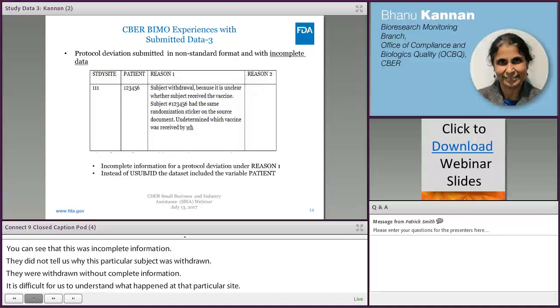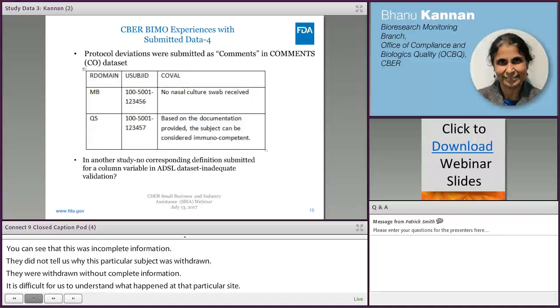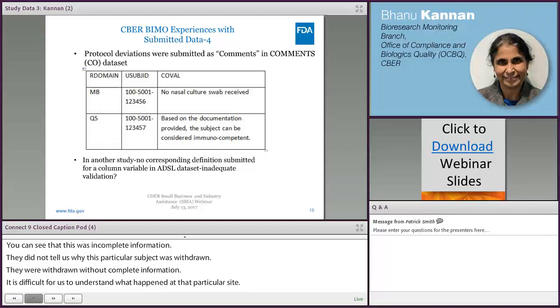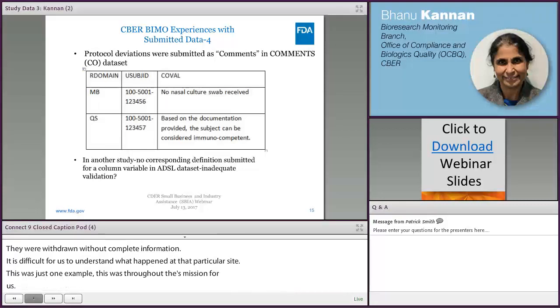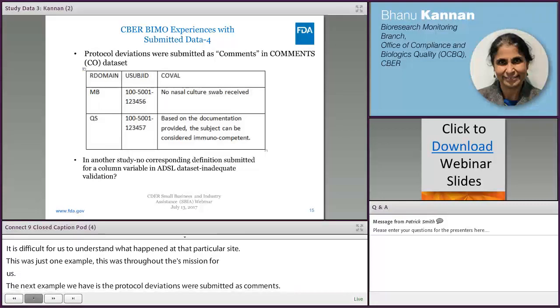And the next example we have is where the protocol deviations were submitted as comments. So instead of the traditional deviations, these were submitted as a comments data set. And as you can see, it was a different domain. So there was no deviation data set to tell us about the protocol deviations. And so this was very difficult for us to select the sites again. Again, all this has to be done within the first month or so.